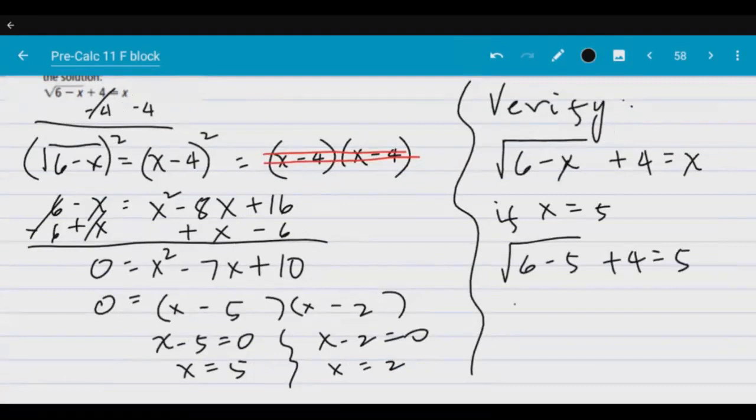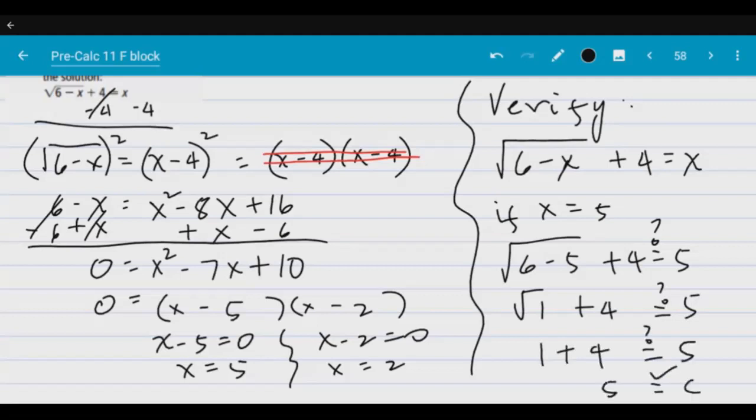All right. Root of 6 minus 5 is root of 1 plus 4. Is that going to be 5? And obviously, root of 1 is 1. 1 plus 4. Is that going to be 5? And 5, of course, is equal to 5. So that checks out. What about x equals 2?